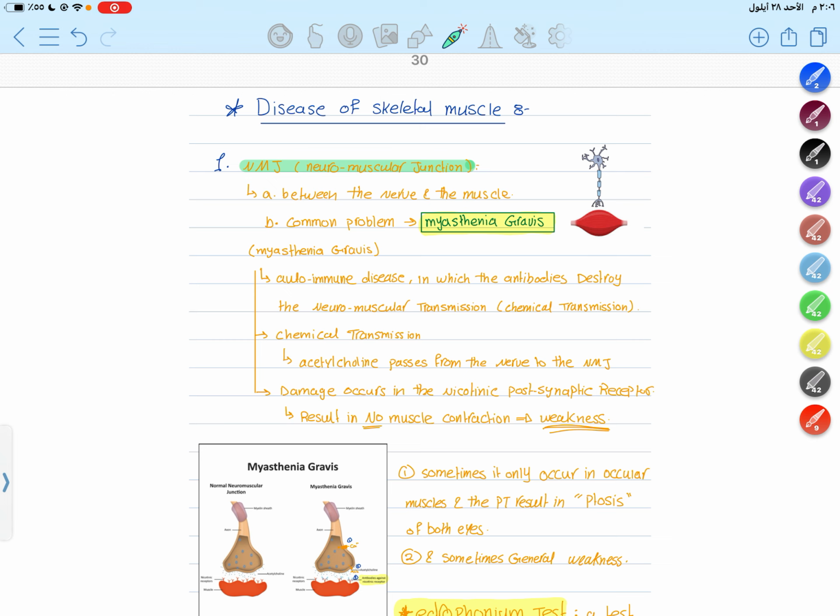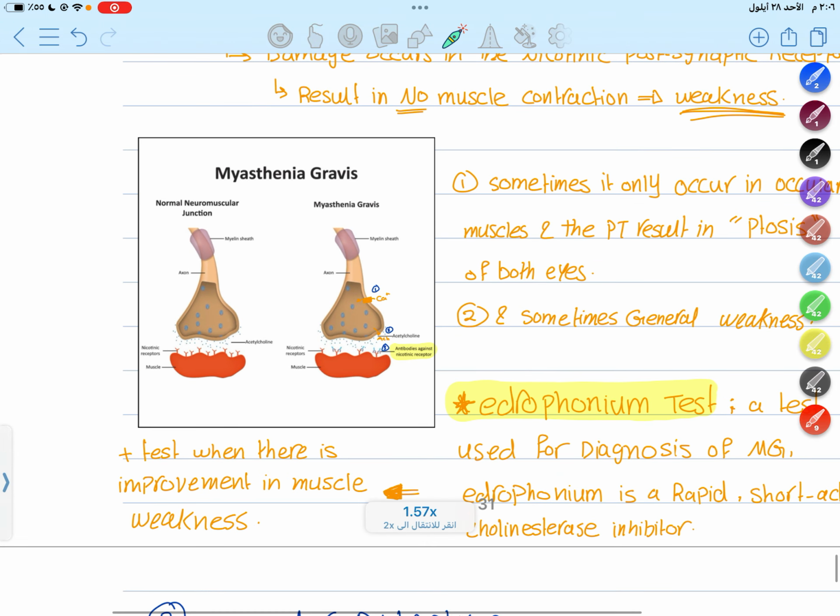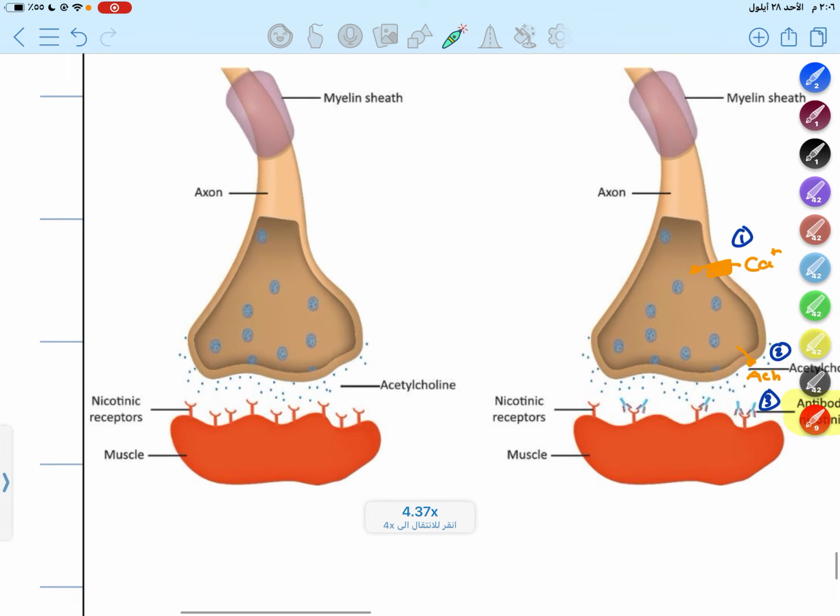Calcium will enter inside the nerve terminal, and that calcium will lead to the release of acetylcholine. Acetylcholine will be released, and that acetylcholine will go to the neuromuscular area, and here we have receptors that receive the acetylcholine and make a contraction. This is the normal.